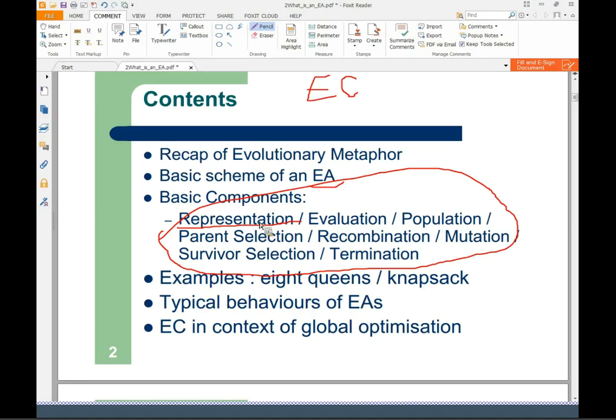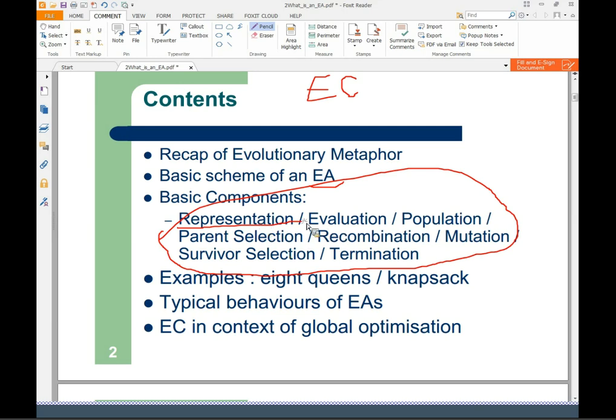I repeat this screen. So the representation depends on the problem. Sometimes you want to solve the 8-queen problem. Sometimes you want to solve a TSP, or traveling salesman problem. Sometimes you want to sort, such as the homework. I repeat the homework and I answer the question.